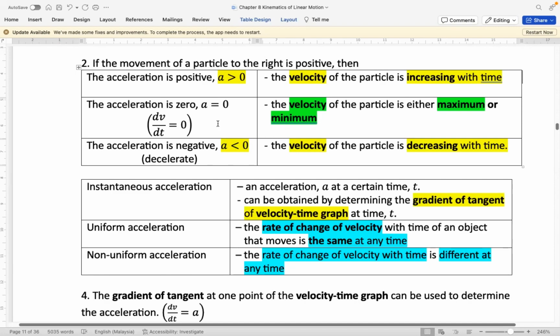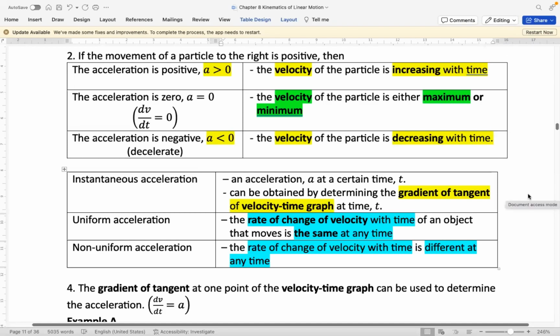Next one. Let's say you are given a velocity equation, and the question asks you to find the maximum or minimum velocity. The concept is the same as the differentiation chapter. Whenever we see the word maximum or minimum, we will do differentiation and let it be 0. So we do dv/dt and let it be 0. dv/dt means a, so a equals 0. That means velocity is maximum or minimum when a equals 0.